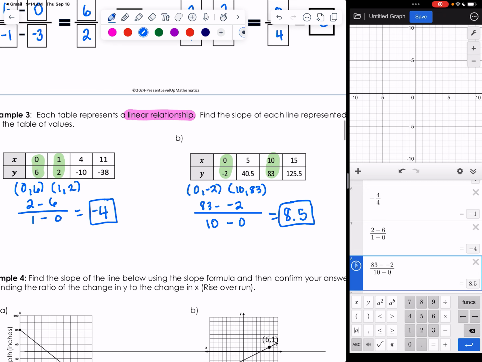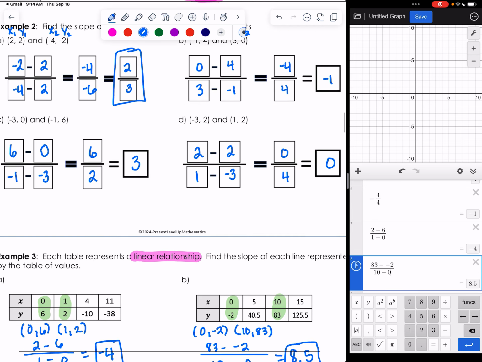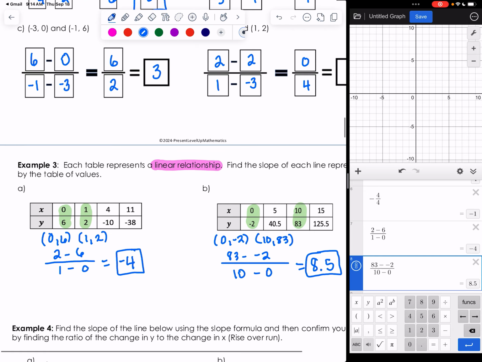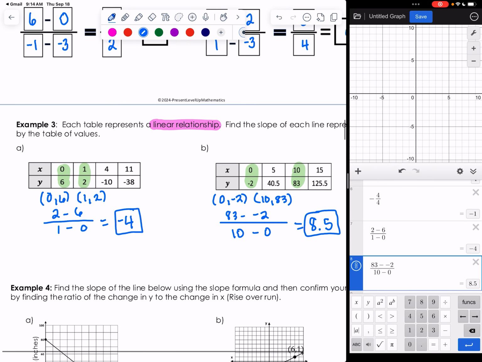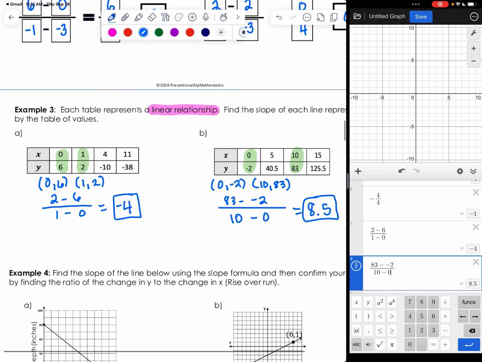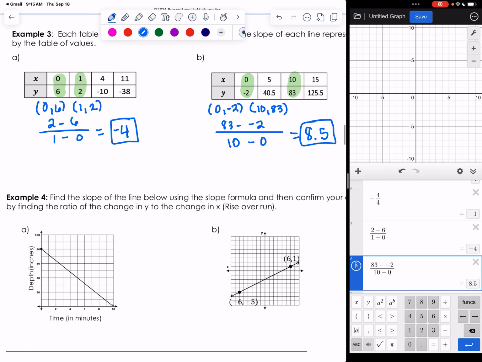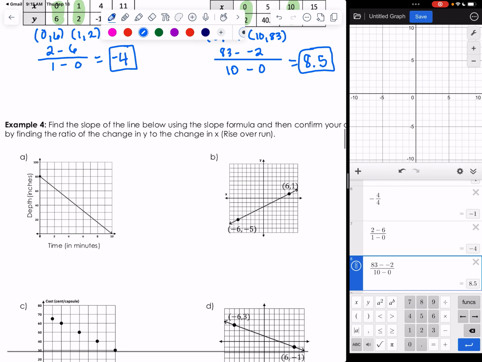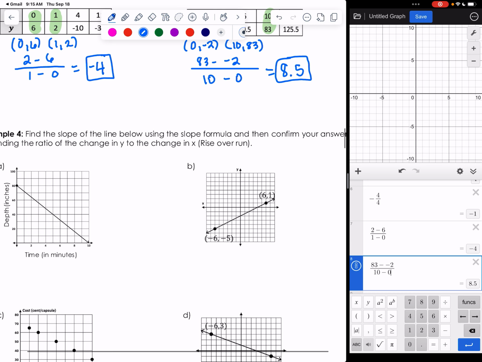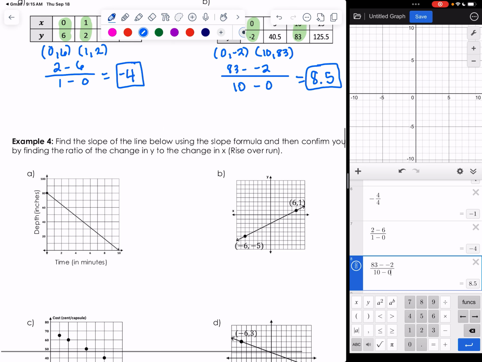All right. So far in this lesson, we've learned to find the slope of a line that passes through 2 points. Then we've learned to find the slope of a line that's represented by a table. Now we're going to talk about using the slope formula if we're given a graph. So look at problem A. Example 4, problem A. Find the slope of the line using the slope formula, and then confirm your answer by finding the ratio of the change in y to the change in x, or rise over run.